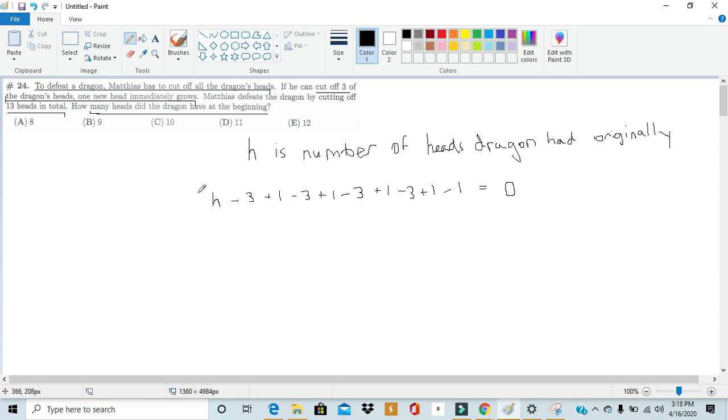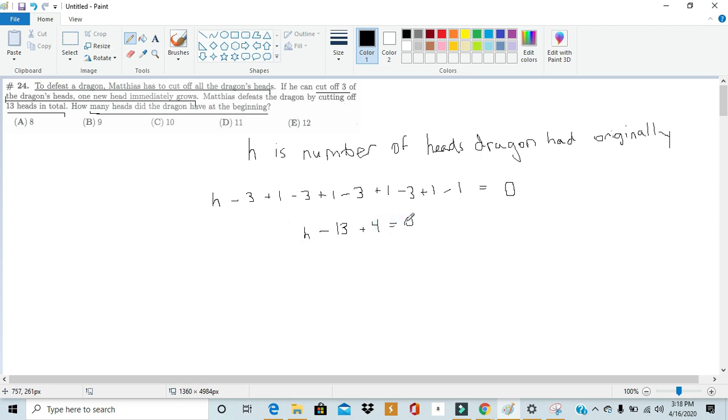Now we have an equation with h, and to find out how many heads the dragon originally had, we just need to solve for h in this case. So we can simplify all these -3s and -1 down to a -13. And since on the way to do this, we added 4 ones because of the number of heads that popped up after 3 were cut off, we get +4. And these are all in relation to the original h heads. And this would give us 0.